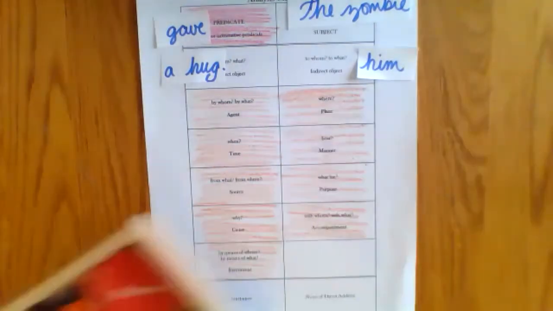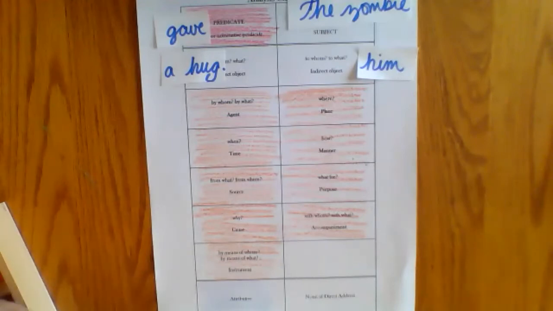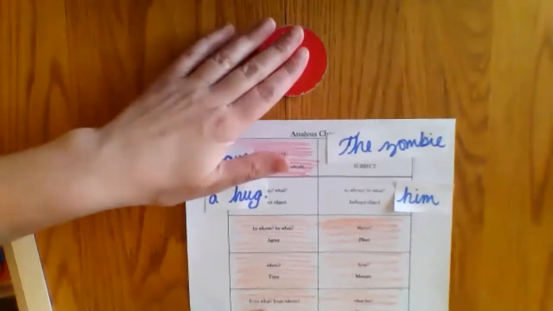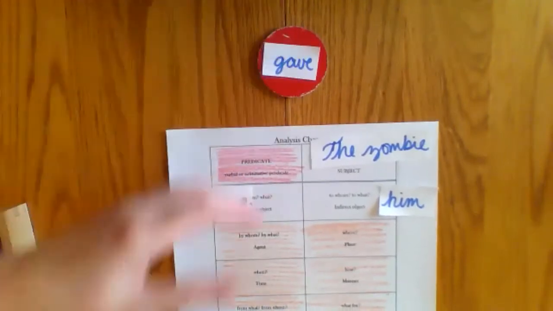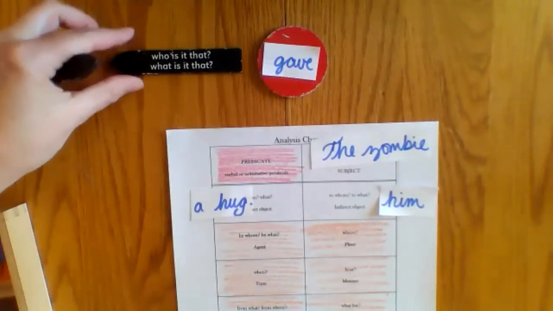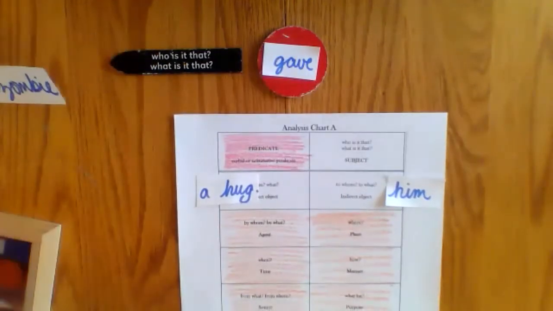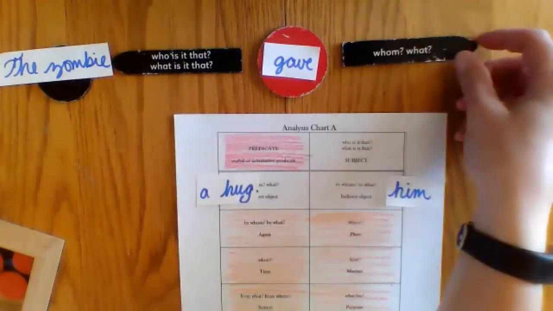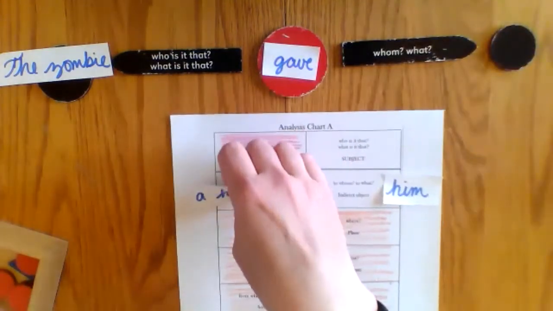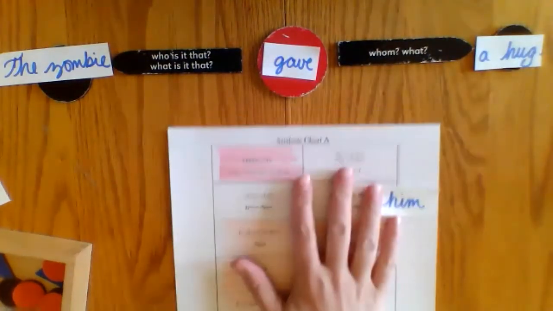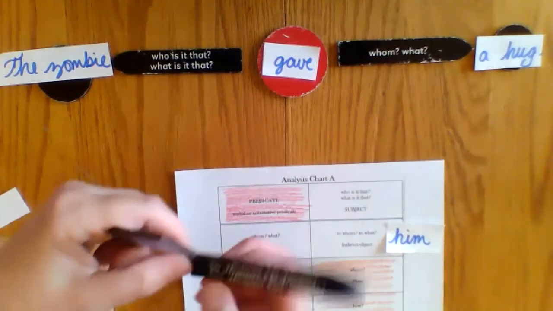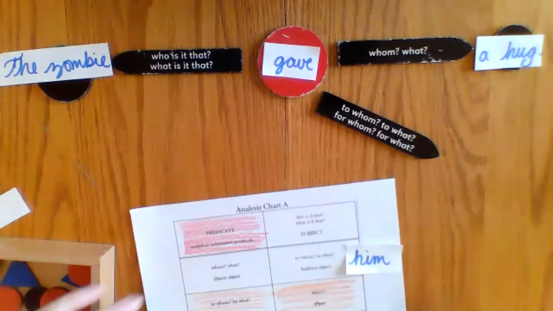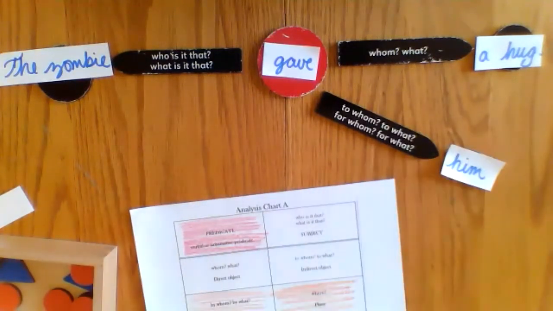So I am going to bring out the black arrows just to show you how cool this sentence will look when we do that. Okay, so our predicate, our action was gave. Who is it that, or what is it that gave? The zombie. The zombie gave a hug. Whom or what? A hug. The zombie gave a hug to whom? Him. The zombie gave a hug to him. But we actually wrote the sentence, the zombie gave him a hug.